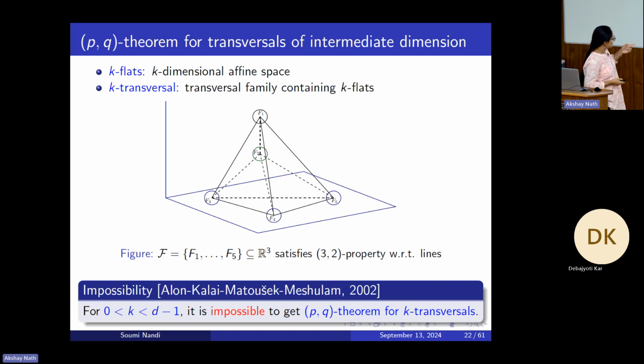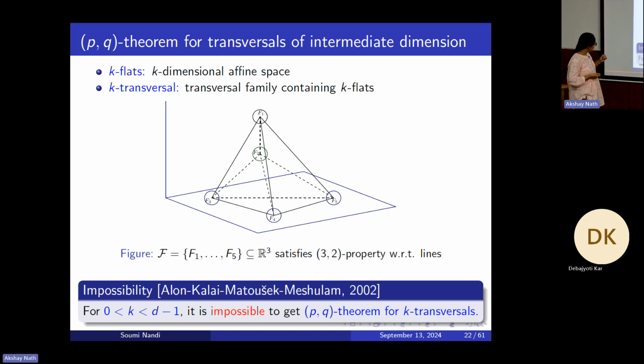In the previous example of balls and planes in R3 that satisfies the (4,3) property with respect to planes, this also satisfies the (3,2) property with respect to lines. That is, if we pick any three balls from here, we'll get at least two that can be pierced by a single line. So what I'm trying to say is, in R3, can we give a (p,q) theorem for line transversals?